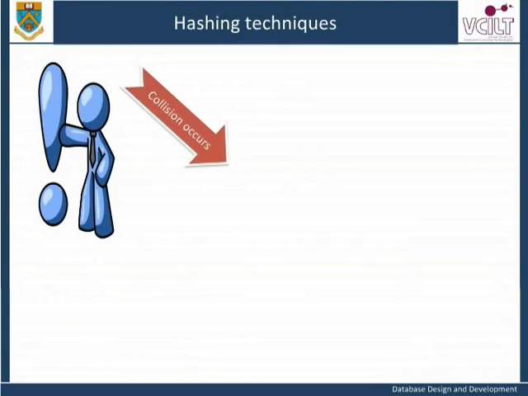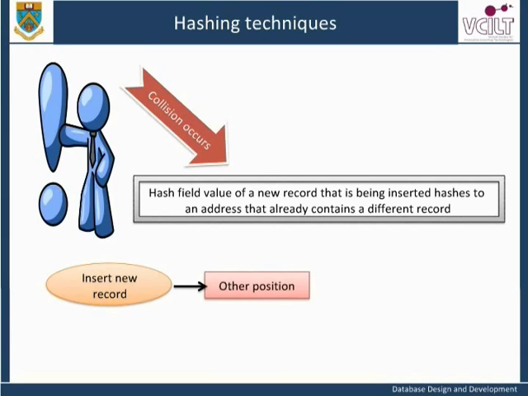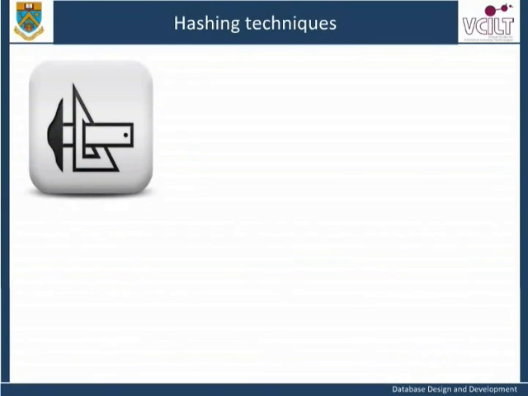A collision occurs when the hash field value of a new record that is being inserted hashes to an address that already contains a different record. In this situation, we must insert the new record in some other position. The process of finding another position is called collision resolution. The following are commonly used techniques for collision resolution.